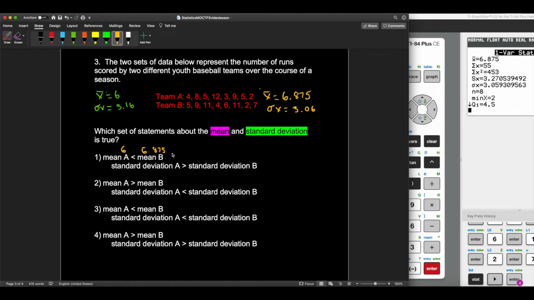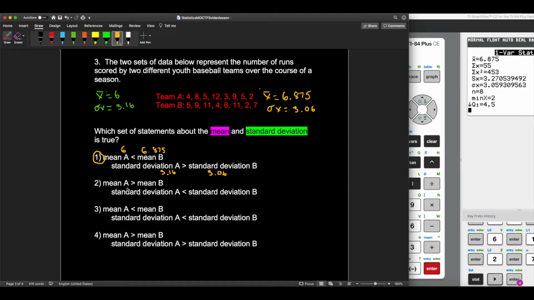6.875. Well, that is definitely true, but guys, there's another part to that question, and that's this right here. They want you to compare the standard deviation as well. Standard deviation of A, 3.16, is greater than standard deviation of B of 3.06. That is also true. The Regents blessed you, folks. The first one is your answer.